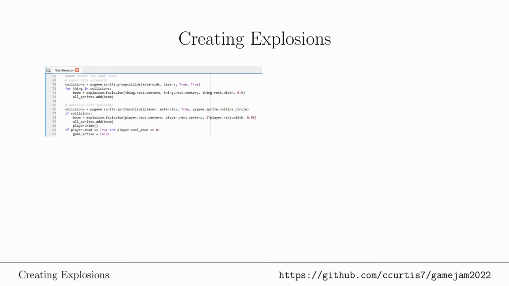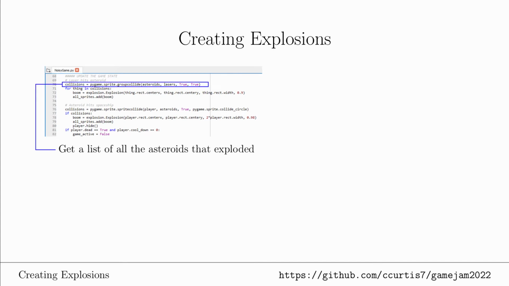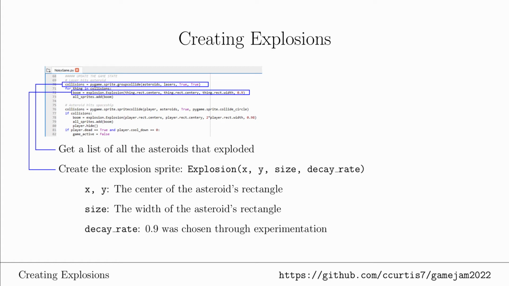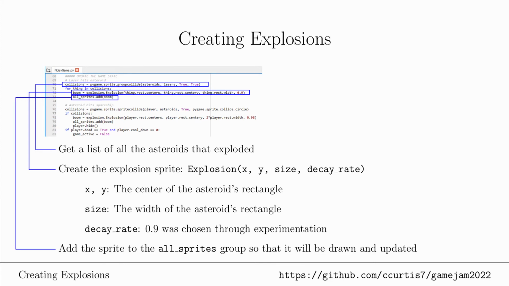This will happen based on the collisions. For the laser hitting the asteroid, the collision variable gives us all the asteroids that have been hit by lasers. We will want to put an explosion in the center of each of those. We will also send it the size of the object so that the explosion fits the asteroid. And then we send it a decay rate. You can play with different decay rates to get different effects. We create the sprite with that information, and then add it to the All Sprites group.